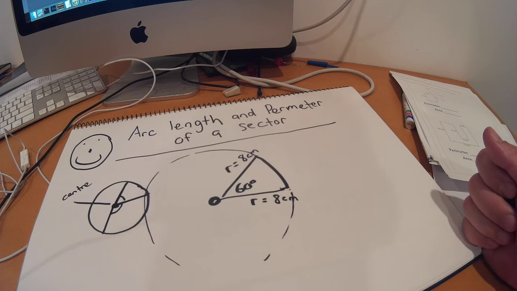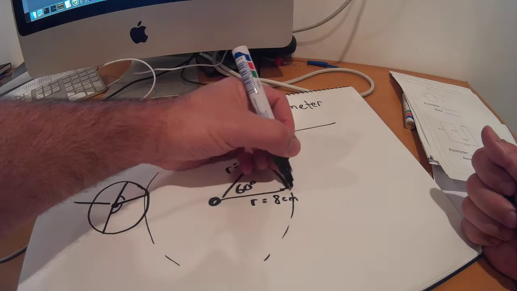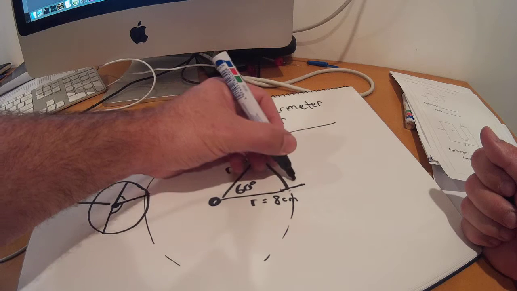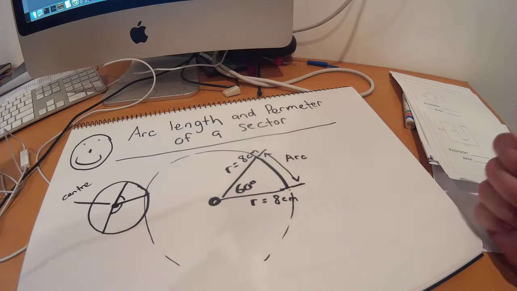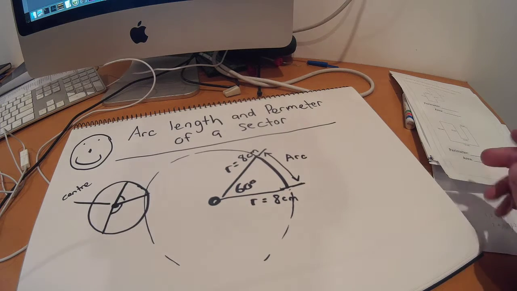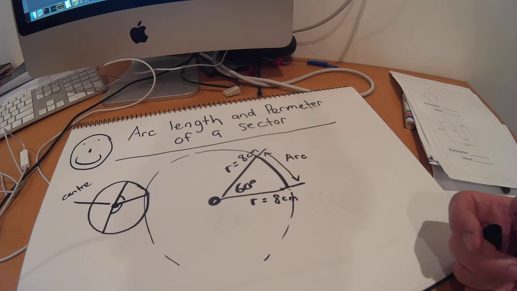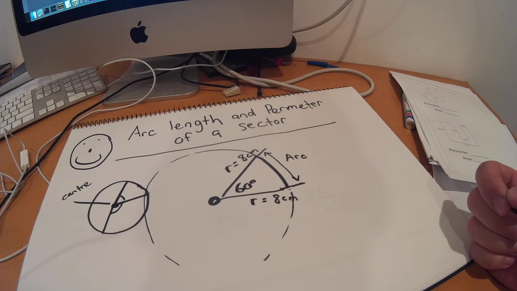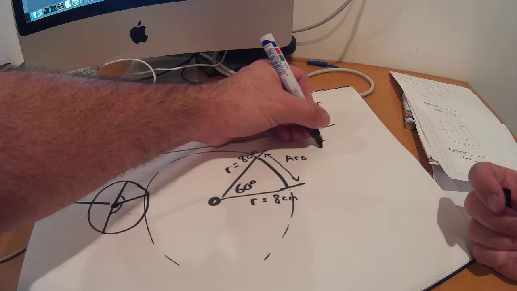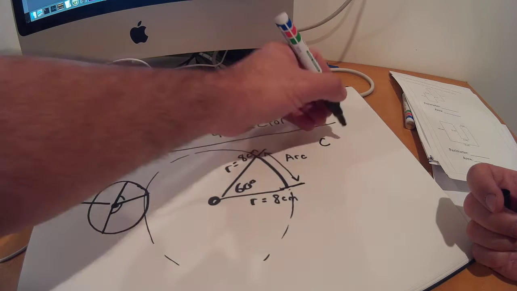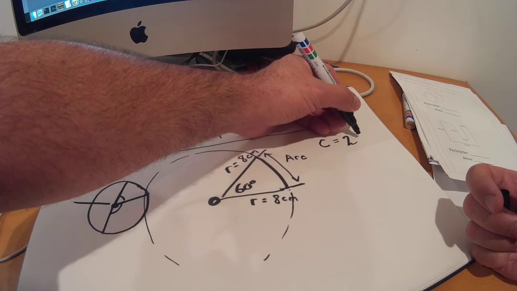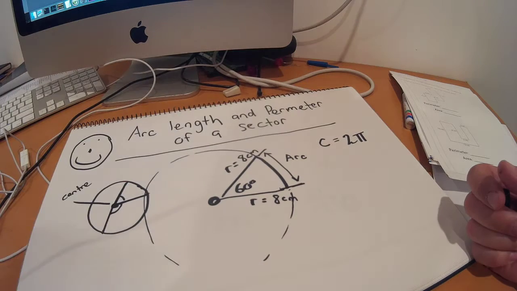So our slice of pie, and this part of the circumference is called an arc. If you were asked to calculate the length of that arc, it's obviously going to have something to do with circumference, okay? Now we all know from previous videos that the circumference of a circle, C, which is the distance all the way around the circle, is equal to 2 times pi, that magic number, times r, the radius, okay?